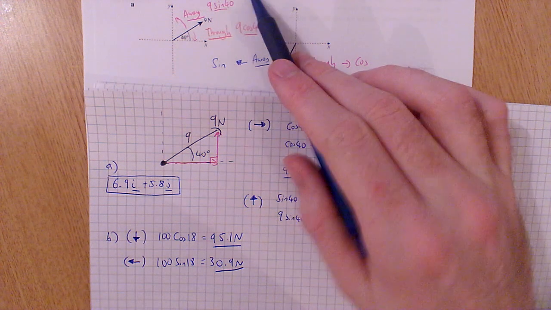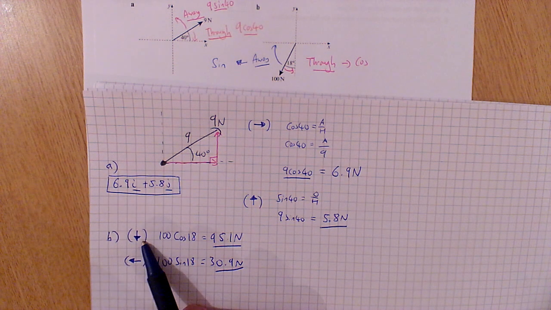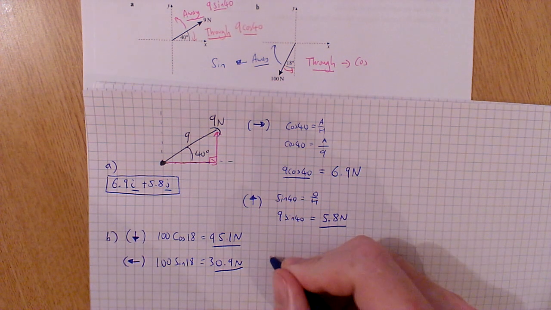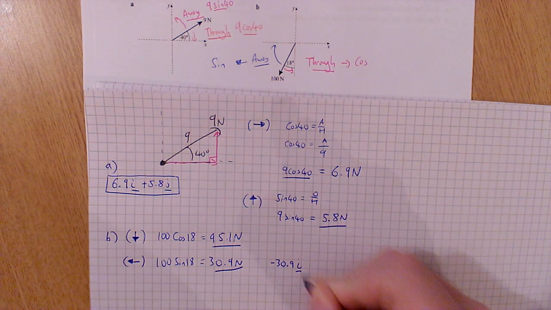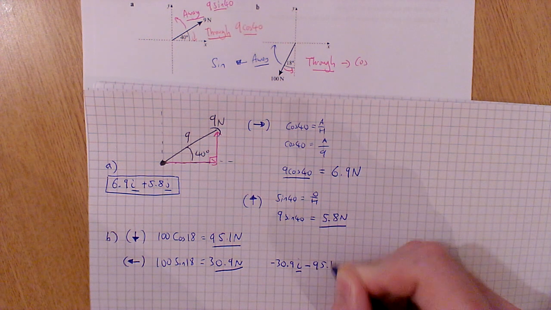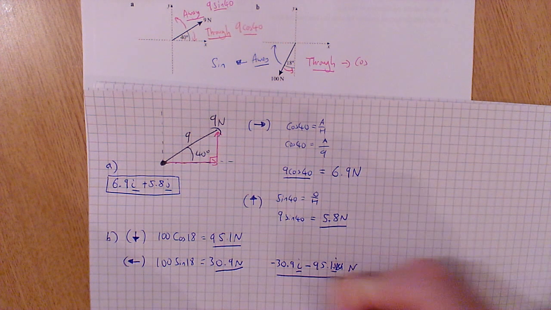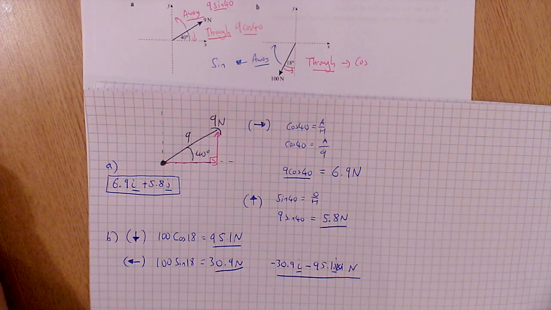It actually asks us to put it in a vector format, and here's where I've got to remember the fact that I've gone left and down. So down is the negative in the j direction, and left is the negative in the i direction. So when I do this, it will actually be minus 30.9 i minus 95.1 j, and obviously they are in newtons. So that's splitting the force into the two individual vectors with a lovely little shortcut that we're going to use throughout our mechanics from this point on.